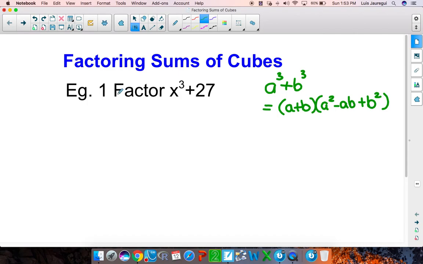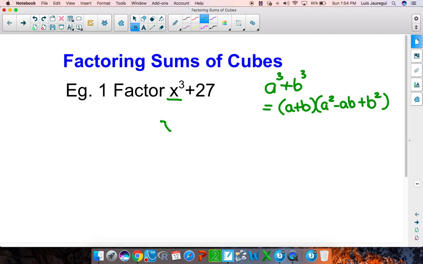Let's take a look at example 1. Example 1 says, factor x cubed plus 27. Notice in our original pattern we have two cubic expressions added together. Here we already have a cubic expression. We're adding something else. And as long as we can make this into a cubic expression, we should be able to use this pattern. So let's go ahead and factor 27 out and see if we can rewrite it as a cubic expression. Now, notice that since 27 is 9 times 3, and 9 is the same as 3 times 3, we can write it as 3 cubed.